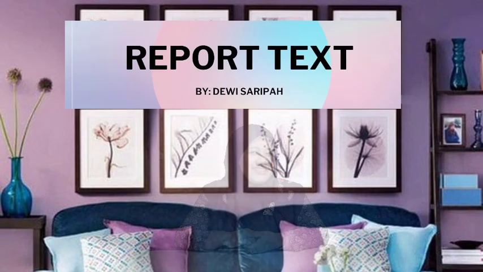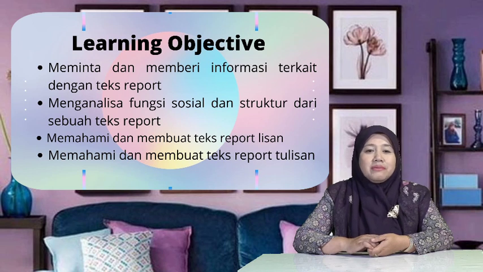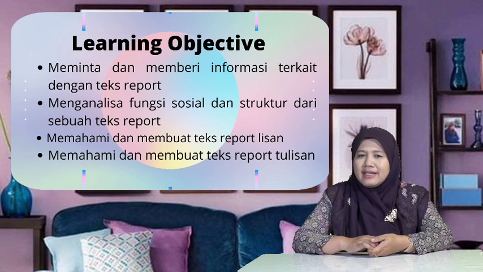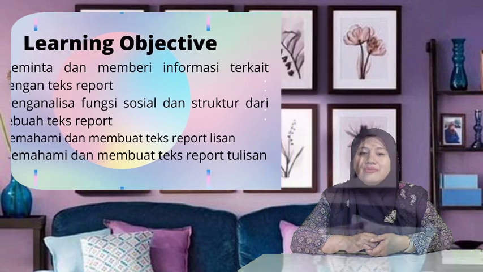Well, now we are going to study about report text. So, in the end of the learning process, I hope you can get the learning objective of this material. What are they? First, you can communicate to ask and give information about some information related to a report text. Second, you can analyze the social function and the generic structure of report text. Third, you can understand and produce a spoken report. And fourth, you can understand and produce a written report.